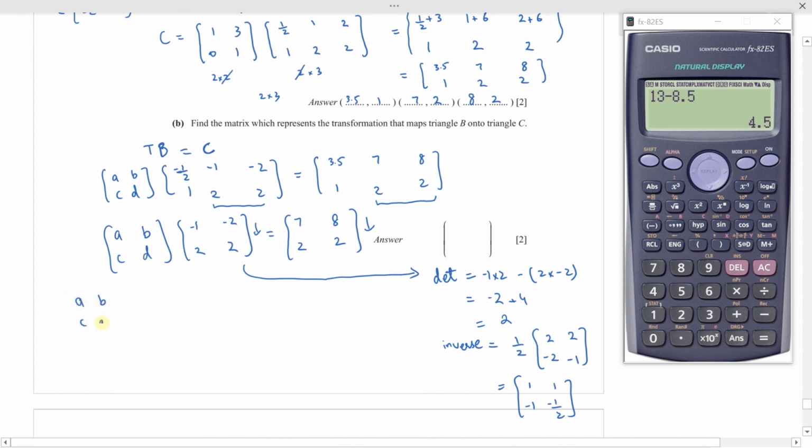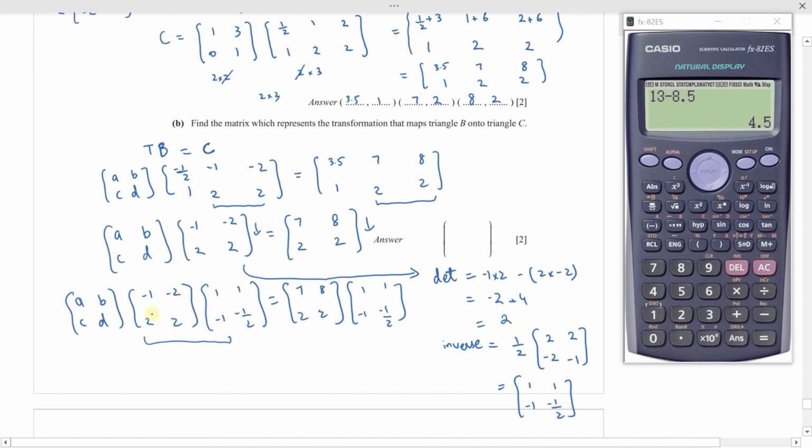So ABCD, this matrix -1, 2, -2, 2, multiplied by its inverse 1, -1, 1, -1/2. And then you will multiply the inverse on the other side of the equation as well. So 7, 8, 2, 2, and then multiplied by the inverse on this side as well, 1, -1, 1, -1/2. You don't even need to calculate this product because you know that this matrix here is the inverse of this. So when these two are multiplied, you will get an identity matrix. And when you multiply the identity matrix with this ABCD, you will simply get ABCD. So basically these two cancel out.